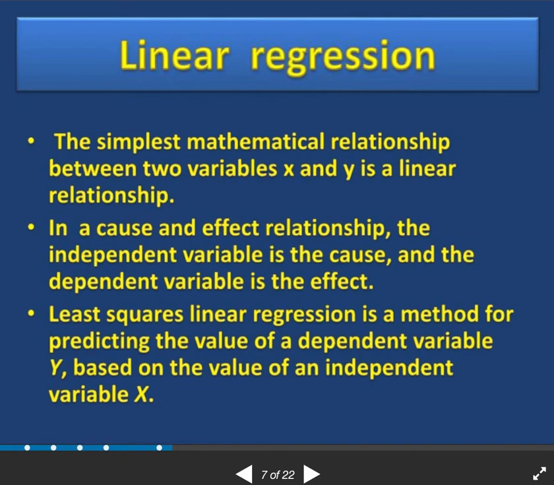In a cause and effect relationship, the independent variable is a cause, and the dependent variable is the effect. Now, least squares linear regression, so we call this also OLS, is a method for predicting the value of a dependent variable y based on the value of an independent variable of x. So what we've been doing, we're going to predict what our income is going to be based off of our education.